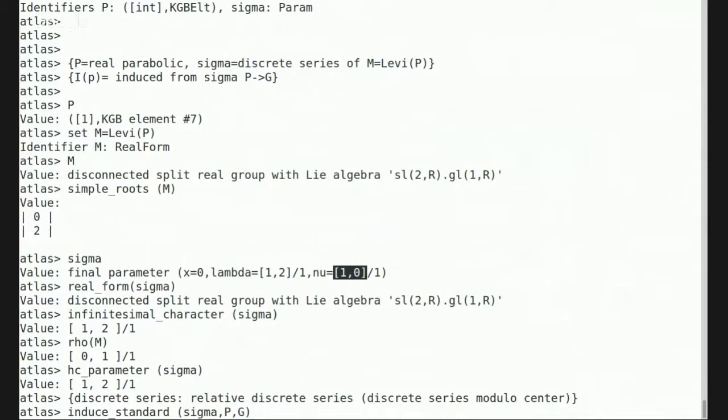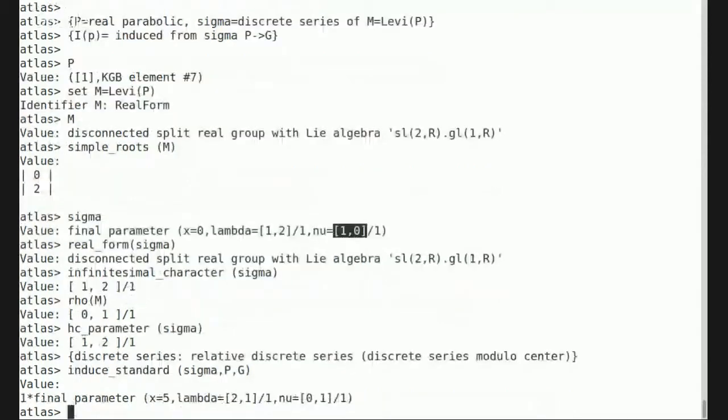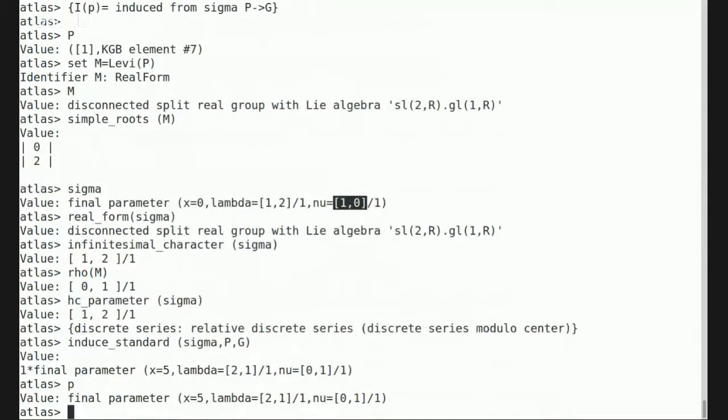And when I say induce standard, what I mean is this sigma can be viewed either as a standard module or as an irreducible module for the Levy factor, and here I'm viewing it as a standard module. And so when you induce a standard module, you more or less get a standard module, and that's what I'm going to get here. And you see that I get, well, it's 1 times this parameter P, which is what I started with.